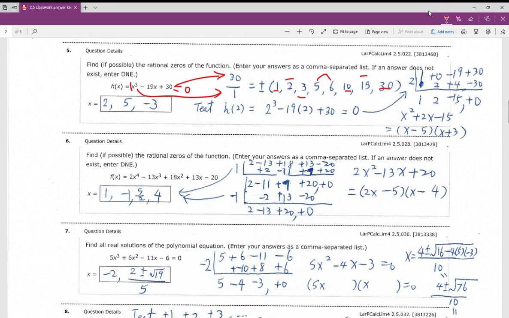Therefore, I always try the smallest possible. I try 1, I plug in 1. 1 minus 19 plus 30 is not 0, so I don't choose 1. How about -1? I will choose the smallest possible number. -1, negative becomes plus. -1 plus 19, and then plus 30 won't be 0, so you don't choose that. Then you try 2. You may plug in h of 2 and see whether it equals 0, yes or no.